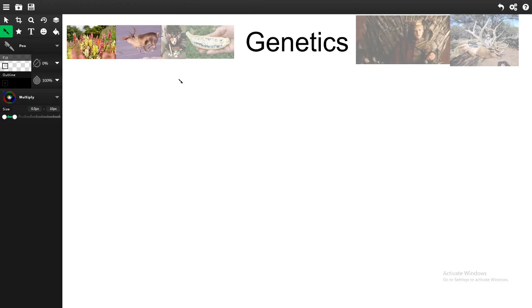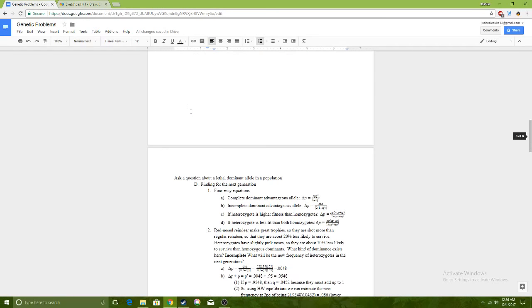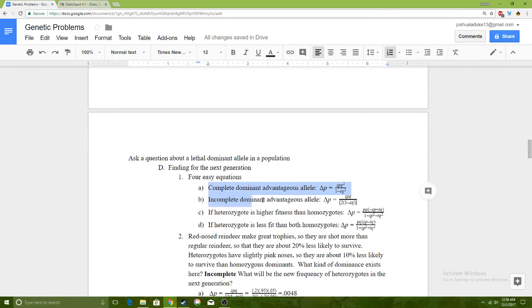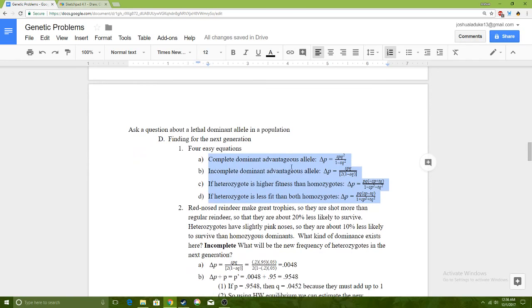So moving on to something else that you might learn in a college class would be actually finding allele frequencies for the next generation. And this might sound like a really hard thing to do at first, but we've actually got a few equations that are great. And I'm actually just going to go straight from my outline here. Not a very big budget in this, but that is okay.